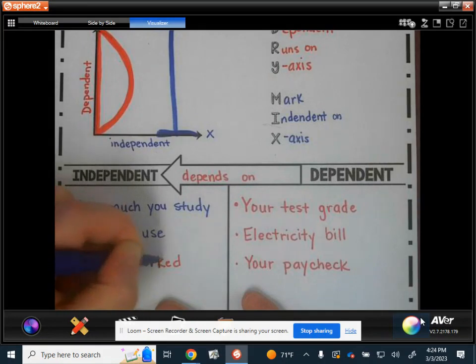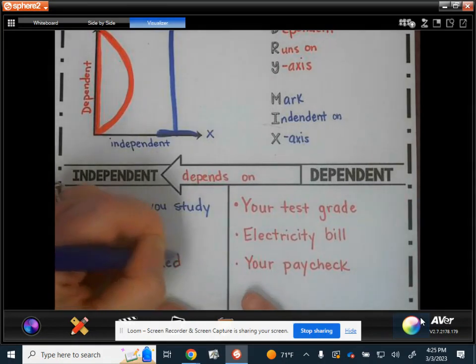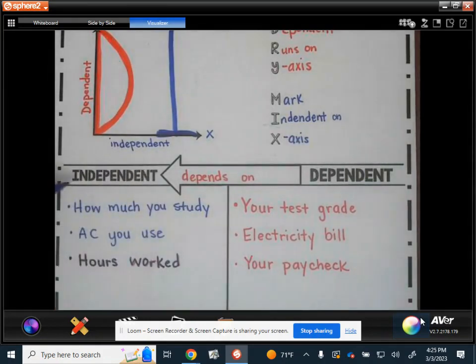You'll notice that all of these things that are on the left, all of the independent variables, they have to happen first. You study and then you take the test and get a grade. You use the AC and then you get an electric bill. You work the hours and then you get a paycheck. So the independent always happens first. So the dependent depends on whatever happens.